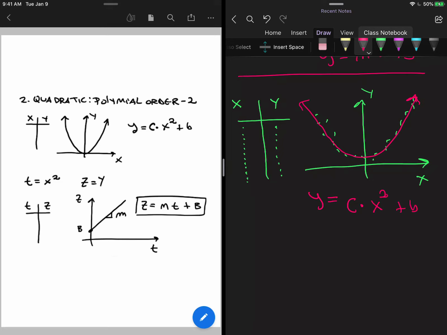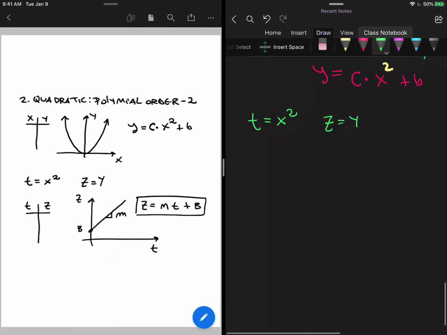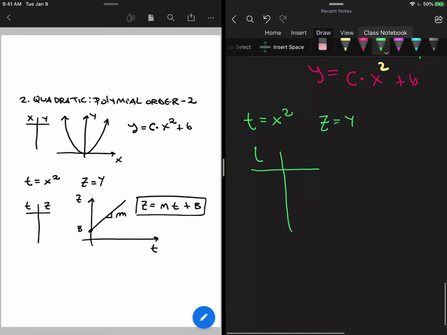It's also possible that this is x to the fourth or x to the sixth, or some kind of even power. So just to make sure that the graph actually does depend on x to the second power, you'll do this. So what you'll do is you're going to create a new variable. You're going to call it t, and t is going to be equal to x to the second power. And you're going to create another new variable z, and z is going to be the same as y. And you're going to make a table using these two numbers. So this is going to be the t values, this is going to be the z values.